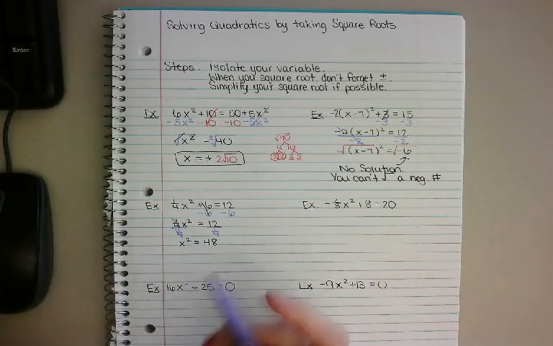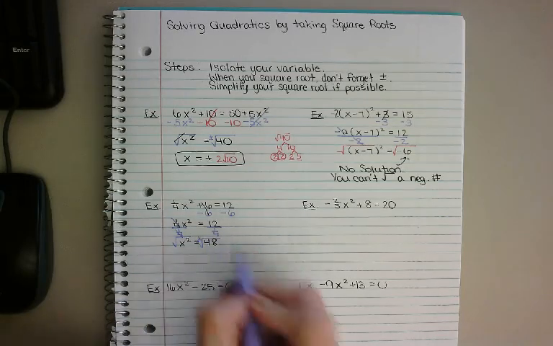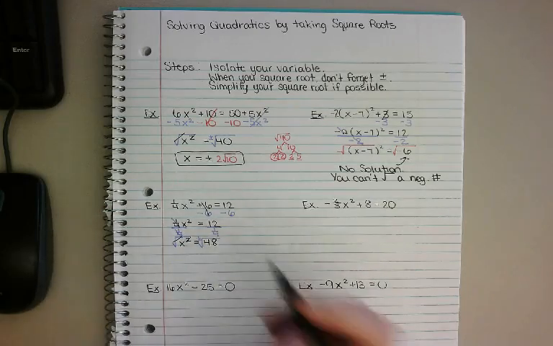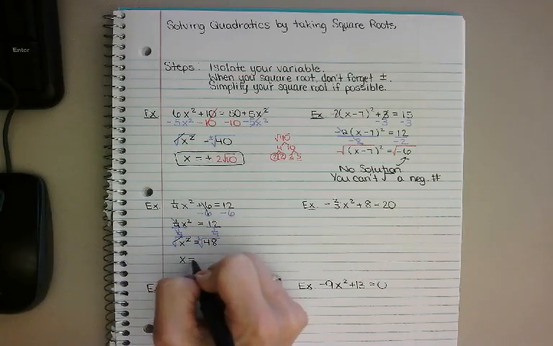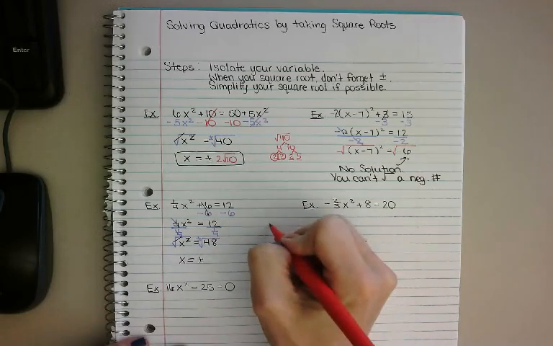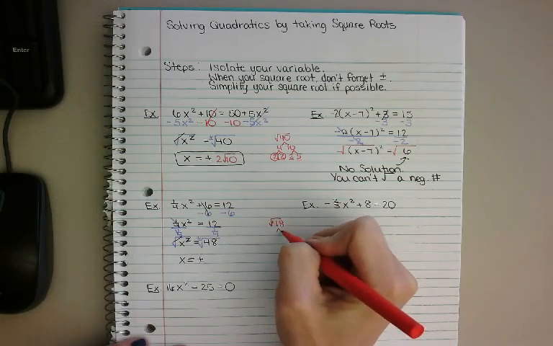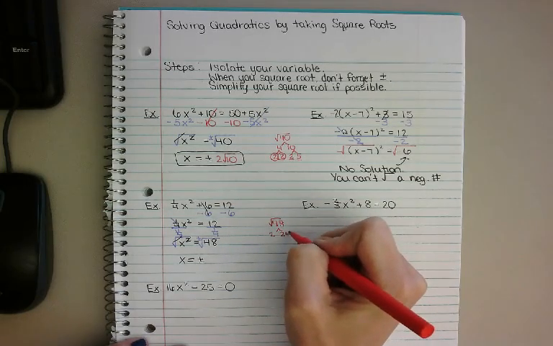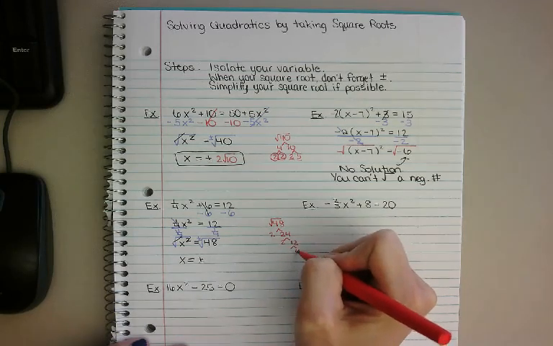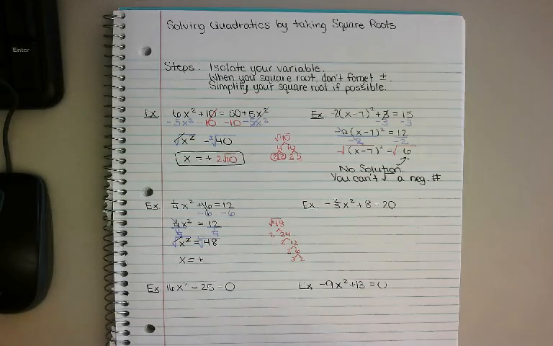And to get rid of my square, I'm going to square root both sides, and I'm going to remember to put my plus or minus. The square root and the square cancel. So I have x equals plus or minus, but I need to ask myself, can a square root 48 simplify? Okay, so I can say 2 times 24, I can say 2 times 12, 6 times 2, and 3 times 2.